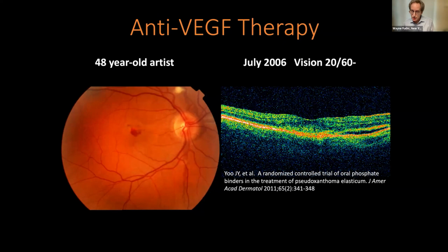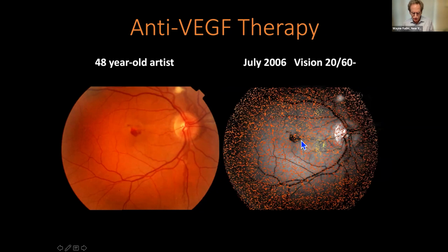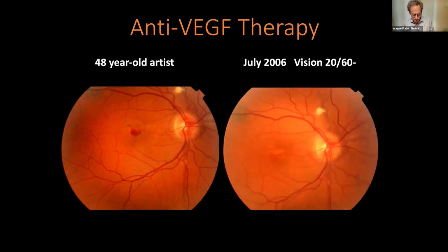One year after the study was completed, she noted decreased vision in the right eye. Note the hemorrhage near the fovea and the subretinal fluid seen on the old Stratus OCT. The hemorrhage was more apparent on the red-free photograph right here. This was in July of 2006, several weeks after Lucentis was approved by the FDA.